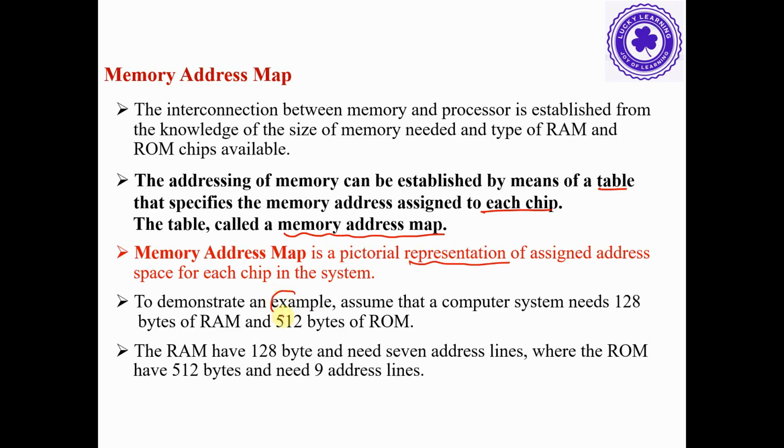To demonstrate with an example, assume that a computer system needs 128 bytes of RAM and 512 bytes of ROM. The RAM of 128 bytes needs how many address lines? 7 address lines. The ROM of 512 bytes needs how many address lines? 9 address lines. So these address lines are different. Using this, we can select the RAM chip or ROM chip. Which chip is to be selected is decided by representing it in the form of a table we call the memory address map.